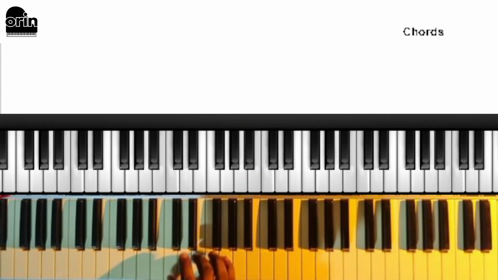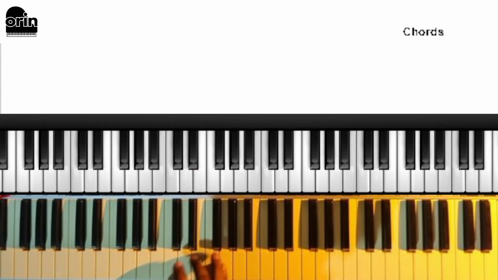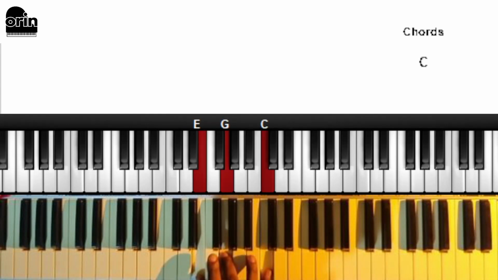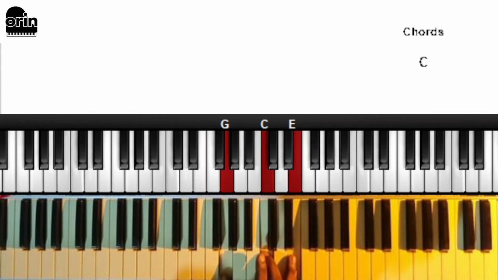So it is very easy. When the root is the lowest, that's the root position. When the root has been sent to the highest note, that's first inversion. And when the root has been sent to the middle, that's the second inversion.